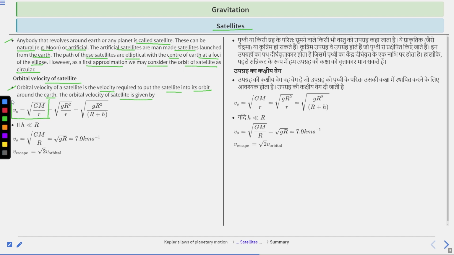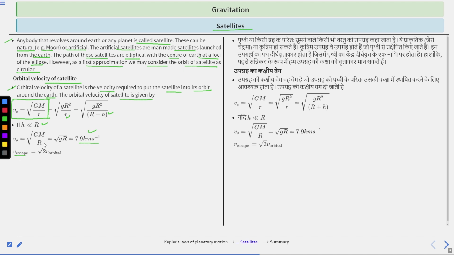And in simple terms, V0 is equal to under root g R squared divided by r, where g is the acceleration due to gravity, and which is equal to under root g R squared divided by R plus h. And if h is much less than R, in that case V0 is equal to under root GM divided by R, which is equal to under root gR, which is equal to 7.9 kilometer per second. Clear? So this is the satellite orbital velocity.